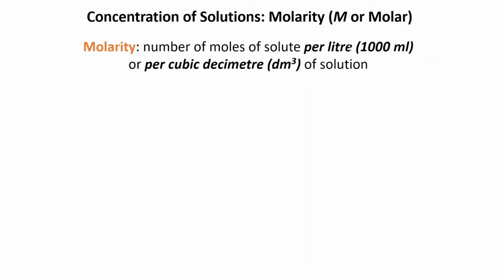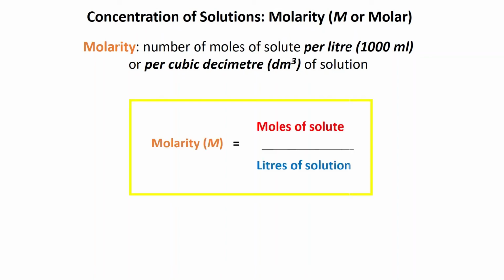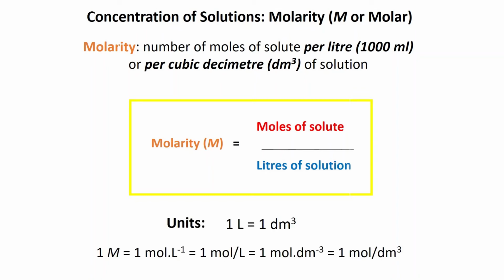Now, the equation which describes molarity is shown as being equal to the number of moles of a substance divided by the volume of solution in litres. This gives us the molarity of solution, which is also expressed as capital M or molar. So when you see this big M, it means molarity.